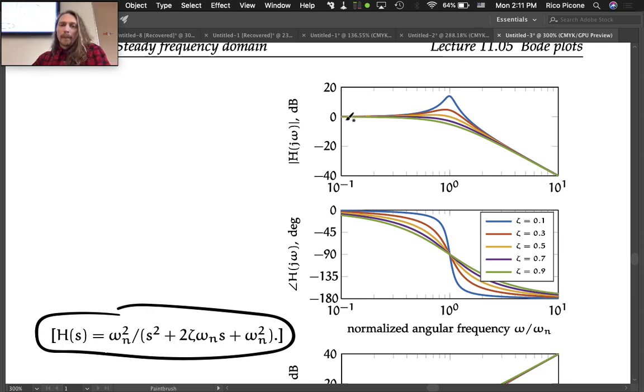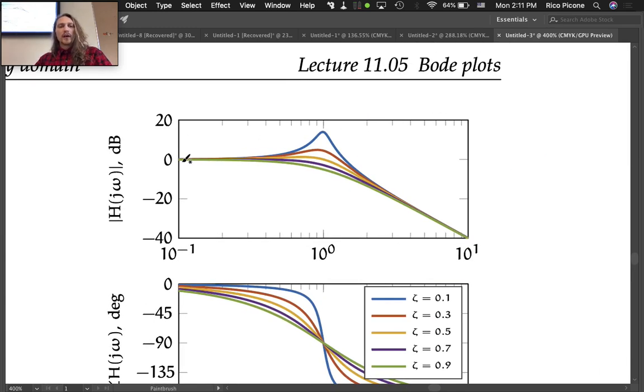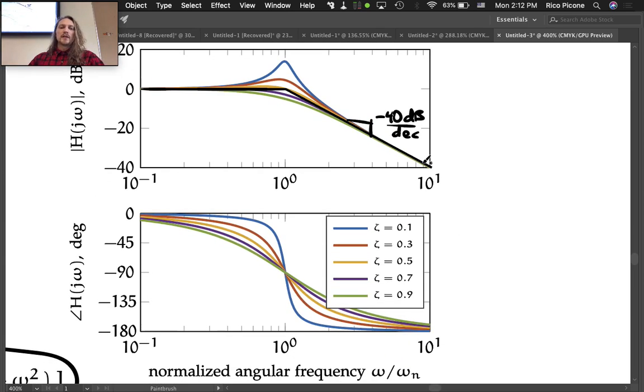Now, let's look at the magnitudes first. For the magnitude of a complex conjugate pole pair, we start off our sketch at 0 dB. We go up, and there's this break frequency. After this break frequency, instead of a slope of negative 20 dB per decade, which is what we had with a single real pole after the break frequency, we now have a slope of negative 40 dB per decade.